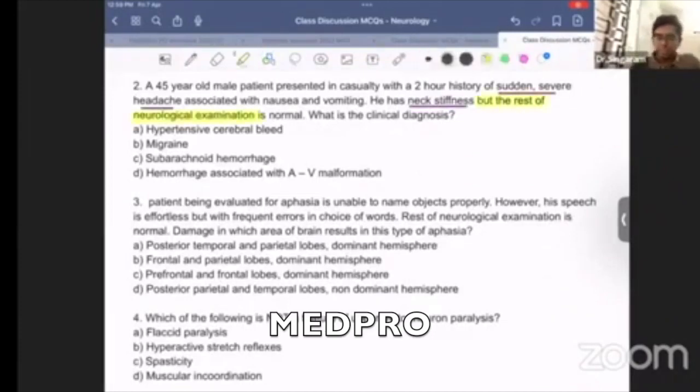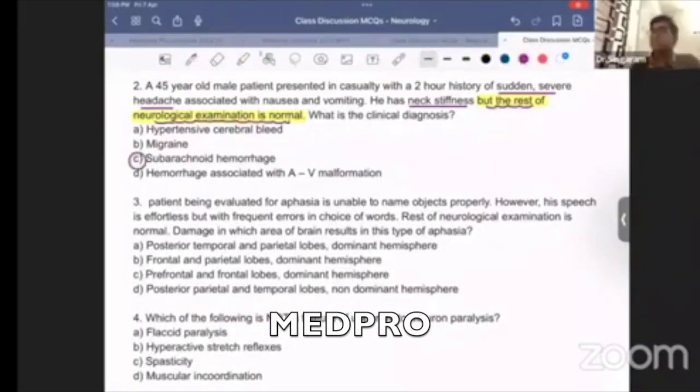See, whenever we talk about neck stiffness, just now we discussed it can be a case of meningitis. But is it meningitis? No, because there is no fever given in the question. What are the points which are given in the question? Neck stiffness and a sudden severe headache. And one more thing, can you see what is written? Rest of the neurological examination is normal. It means it is not purely a brain problem like that. So what is this condition? Very good. This is a case of subarachnoid hemorrhage.